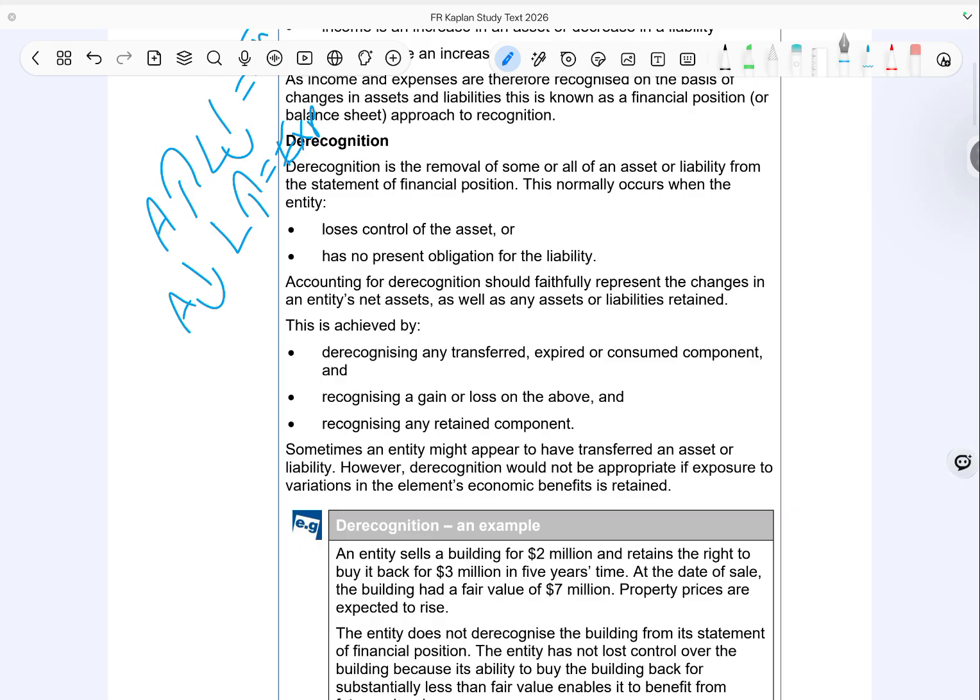So, what happens during derecognition? Whenever an asset or liability is removed, the company should also remove the part that's been transferred, used up, or expired. Recognize any gains or losses arising from the transaction. Continue recognizing any part that the company still controls. Now we have an important point. Just because an asset is sold doesn't always mean it should be derecognized. The key question is, has the company actually lost control? If the company still controls the economic benefits, derecognition may not be appropriate.